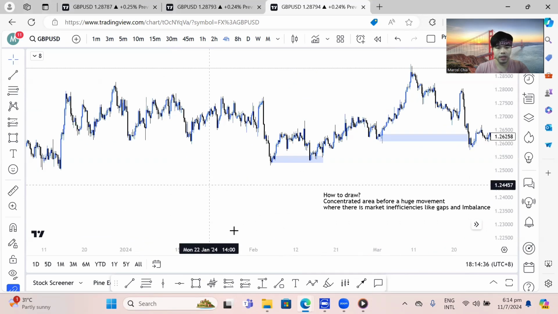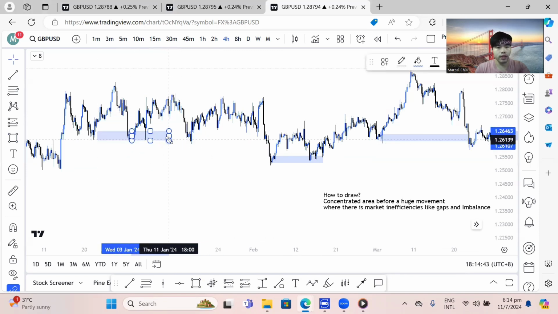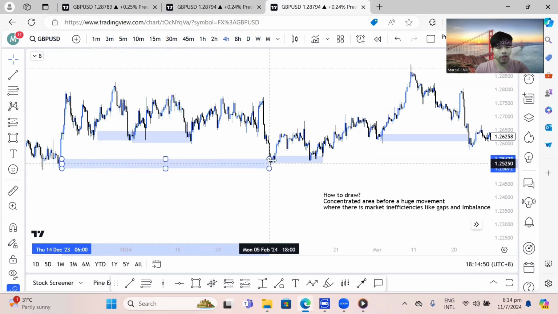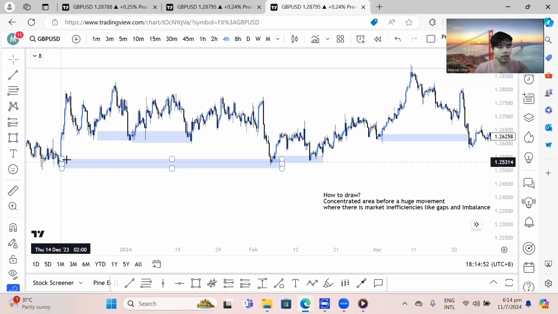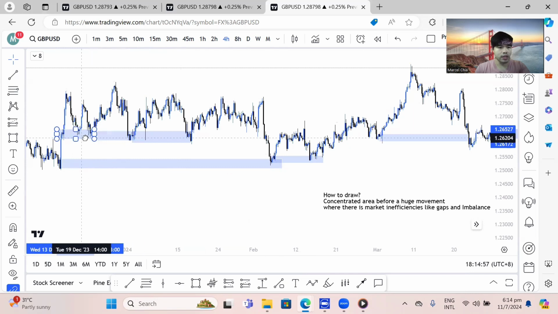So if we move back a bit, we can draw areas here as well. After a huge move, there are areas here as well, and areas here as well. So this is the final point which connects, because once there is a huge move, there are imbalances here. So this is for the demand side.